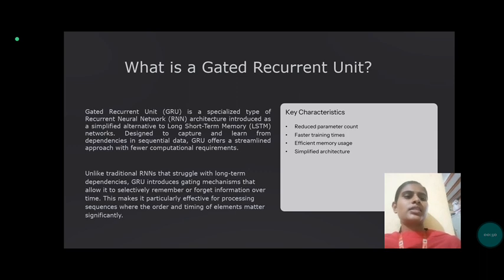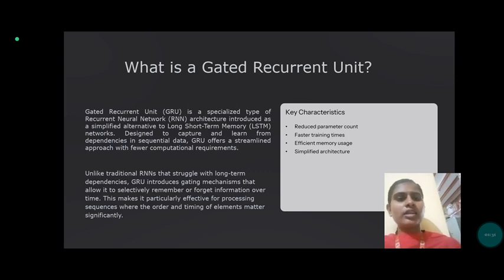What is a gated recurrent unit? The gated recurrent unit is a specialized type of RNN architecture designed to capture and learn dependencies in sequential data. GRU offers a streamlined approach with fewer computational requirements. Here are the key characteristics. The first one is the reduced parameter count. Next, faster training times, efficient memory use, and simplified architecture.